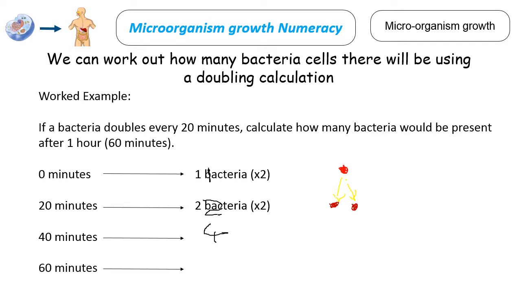And you can see this one is doubled on the left, and the one on the right has doubled. You can see again, I'll maybe use a different color that you can see. This one is doubled down here to 2, and this one is doubled down here to another 2, totaling 4. So after 60 minutes, the question is asking how many would be present after 1 hour, 60 minutes.